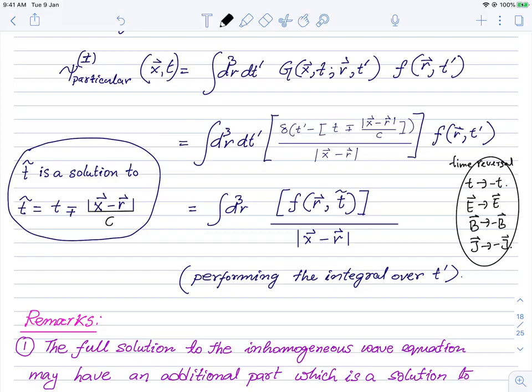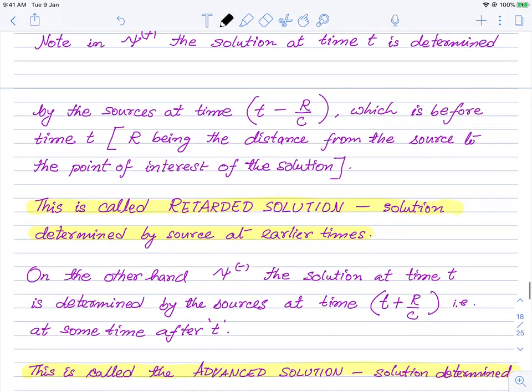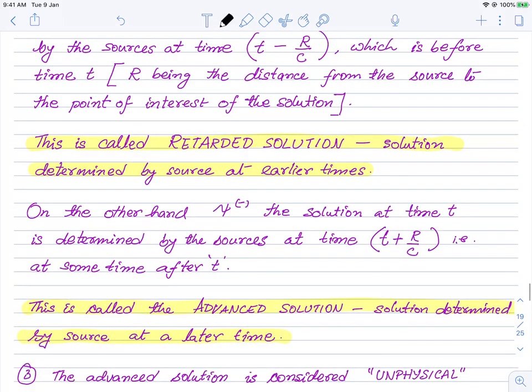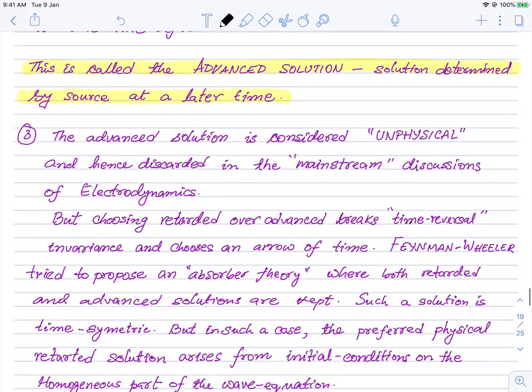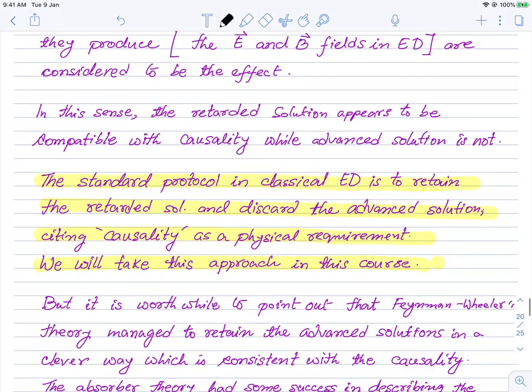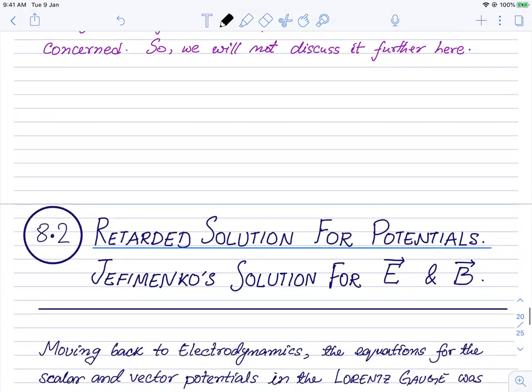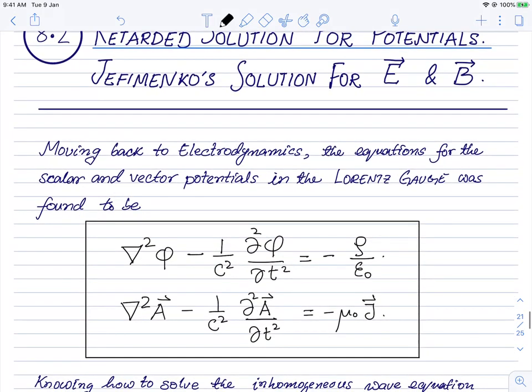To the case of electrodynamics. Here I mentioned that the retarded solutions are the ones that are to be kept. I just mentioned these things that I've written here, so you can go through this once. And now, let us come back to electrodynamics.